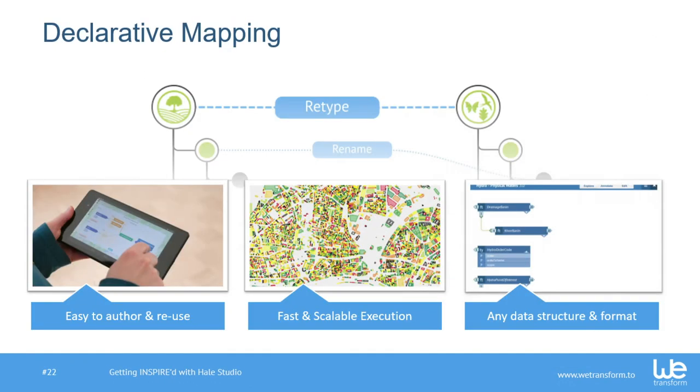So the declarative mapping paradigm that you see here allows you to see what your data looks like before the transformation, when the alignment is actually done, how it's done, and what your data is going to look like once you move on to it. Now, this paradigm is completely independent of the data complexity. What this essentially means is that no matter how complex your data is, you can use the same alignment functions. So it's easy to author and reuse with the documentation. It's fast and scalable, and you can apply it to any structure and data format since it doesn't depend on the data complexity. Now we're going to move on to a use case, which is the AAA to Inspire use case.